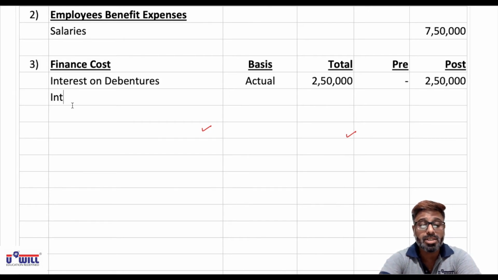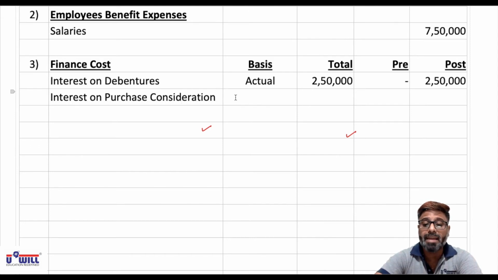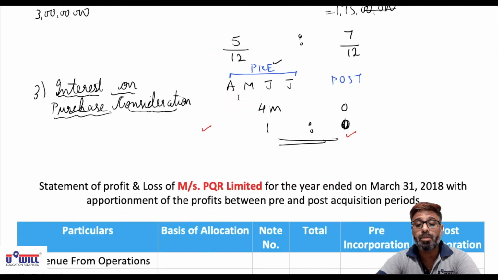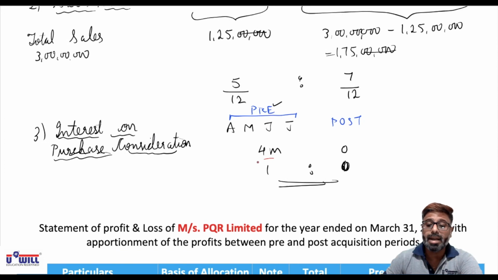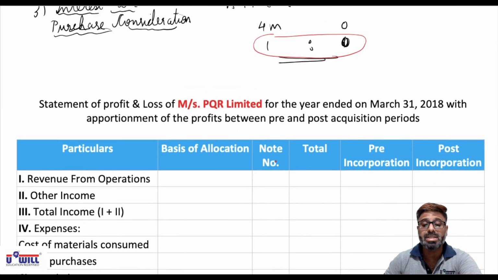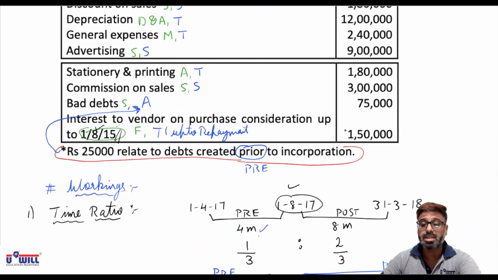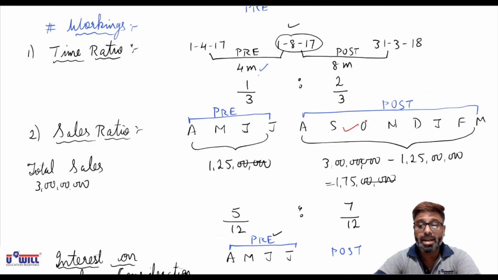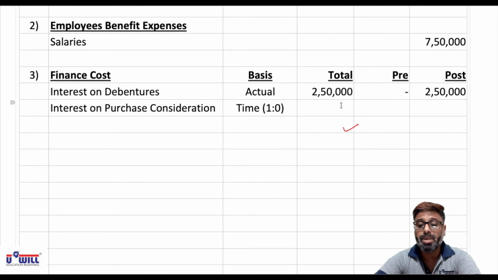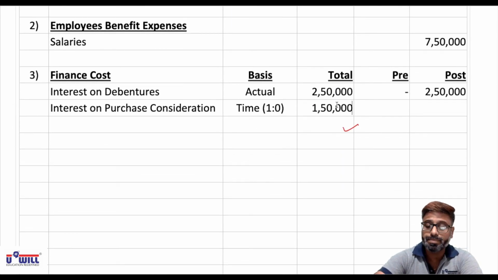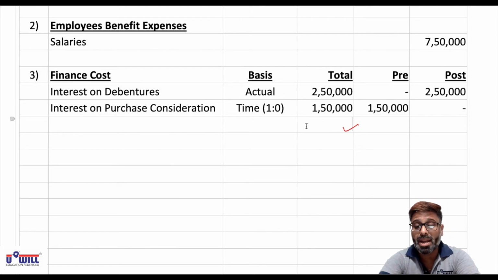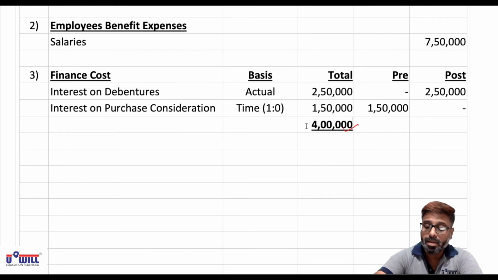Then next is interest on purchase consideration. It will go on time basis, but which time basis? As we have done in the third working note, 1:0. Entire amount will go in pre-incorporation period. Okay, entire amount will go in pre-incorporation period. And what is the amount of interest on purchase consideration? 1,50,000. So entire 1,50,000 will go in pre-incorporation period. So total would be 4 lakhs, pre 1,50,000, post 2,50,000.